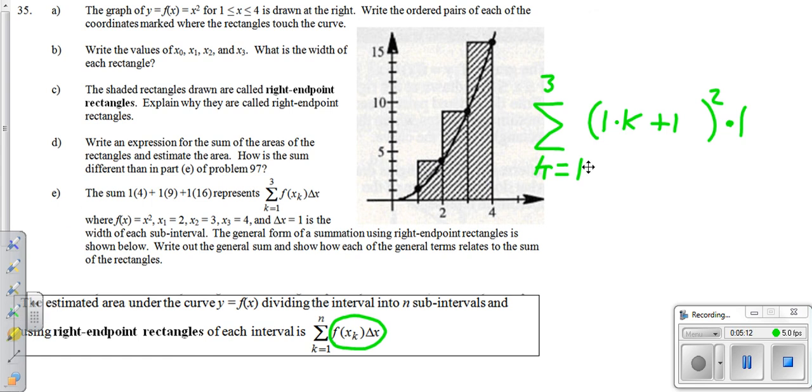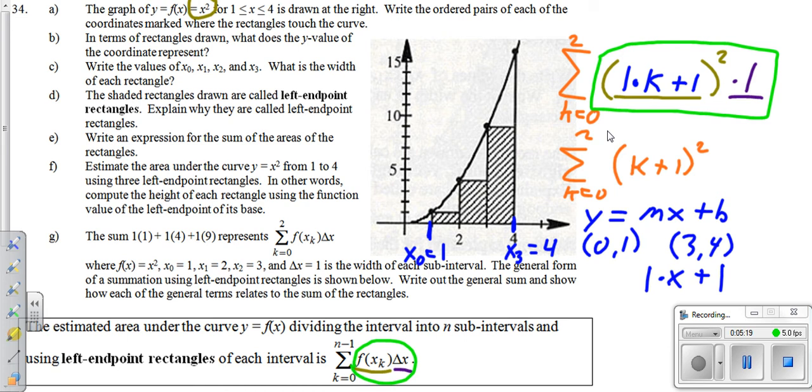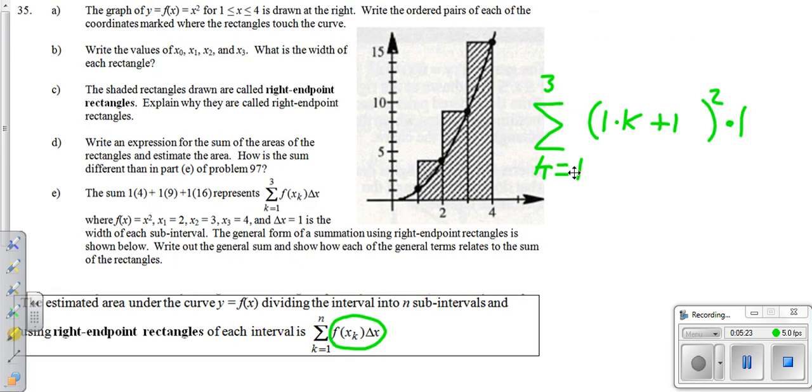We don't really have to refigure all this out, because when it's the same function, same problem, just going from your left endpoint to your right endpoint, the only thing that changes are your two indices on your sigma notation.